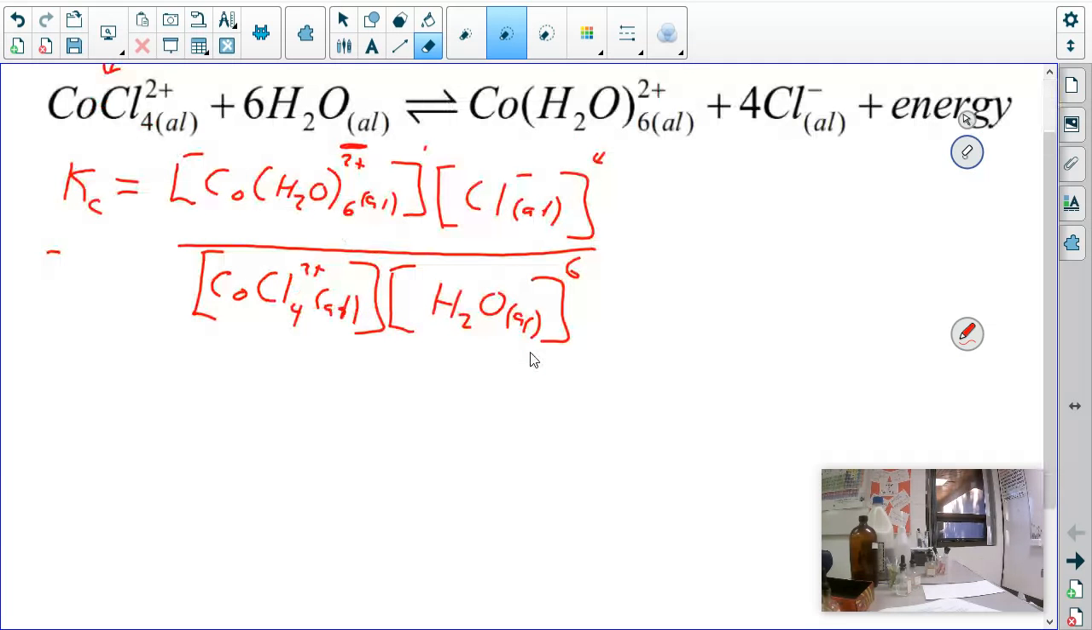Now, here's the question. We're basically going to dump this in hot water, in cold water. So we're going to take this, put it in hot water, cold water, then we're going to add sodium chloride, and we're going to add silver nitrate. Okay?